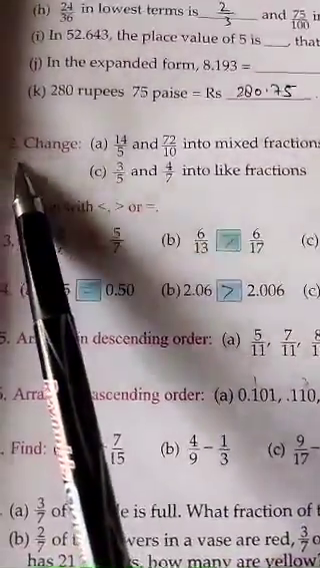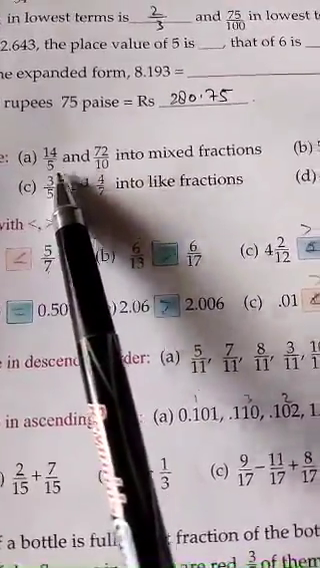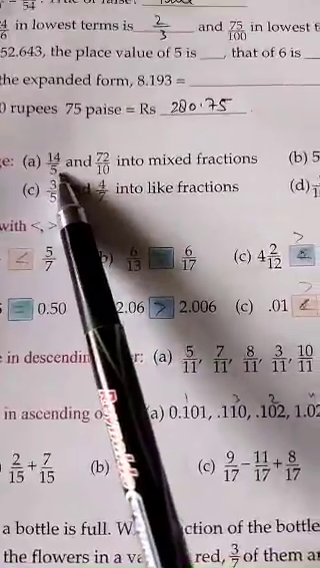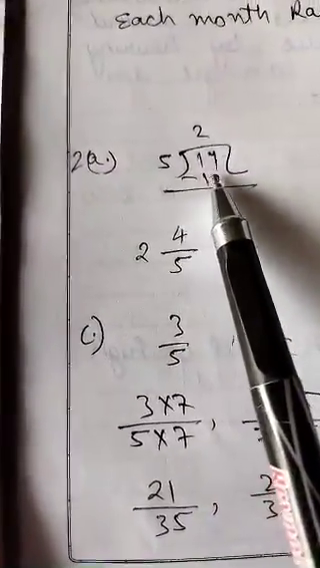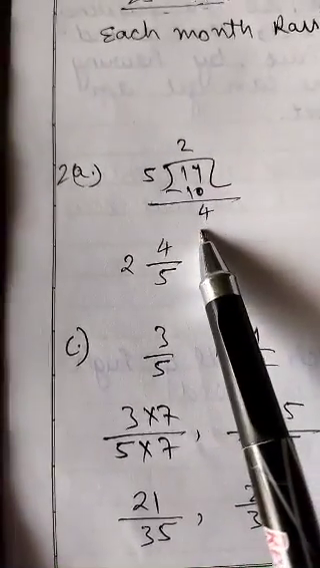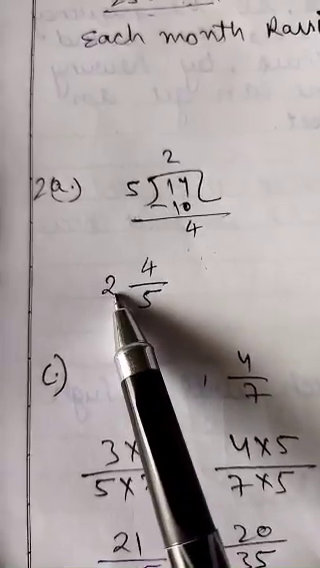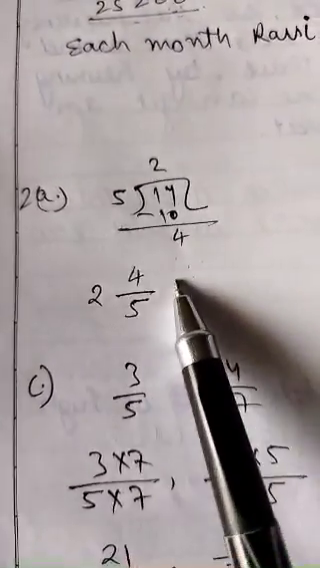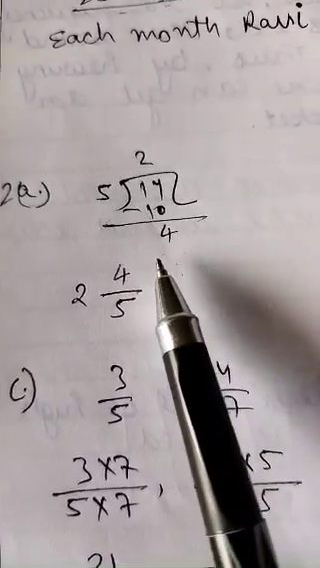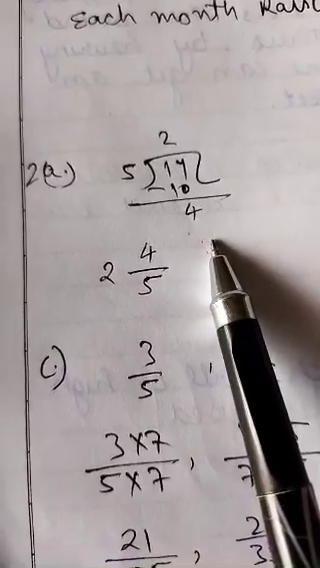Now coming on to the second question. 14/5 you have to change into a mixed fraction. How will you change this into a mixed fraction? By dividing. See, in this way you divide, then you will get the remainder 4. Then how will you write? This 2 will come in the whole place, and 4/5. This is how you have to convert. So the second part you can do on your own.